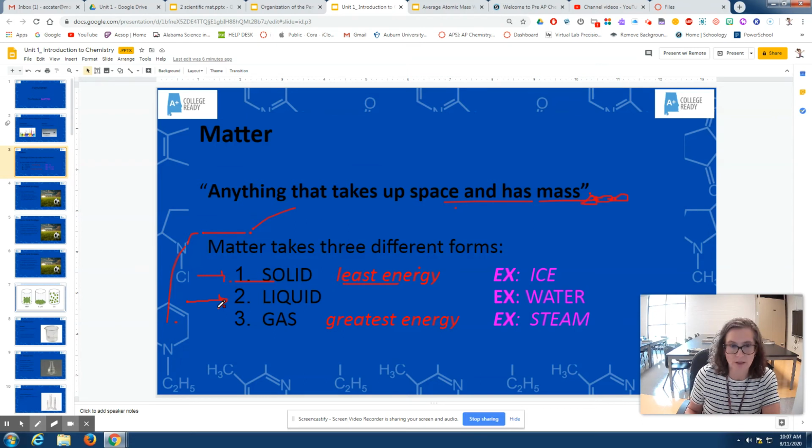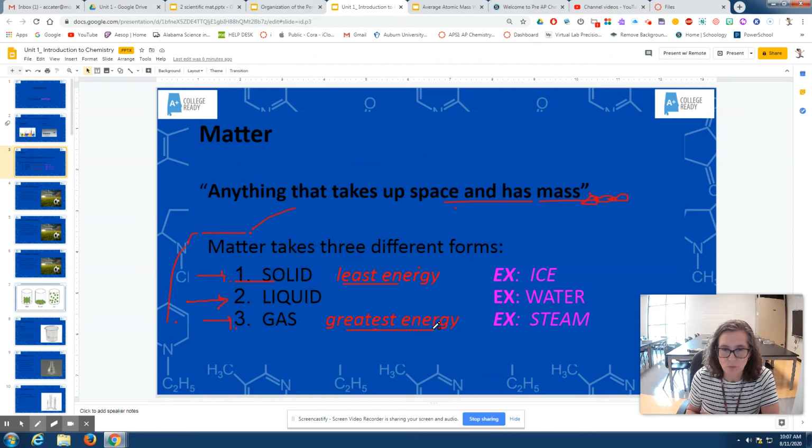And then the third state of matter is a gas. And in this state of matter, we have the greatest energy. So they are moving the fastest, and they have the greatest distance between the particles. They are completely, totally random. They take up as much space as they possibly can.